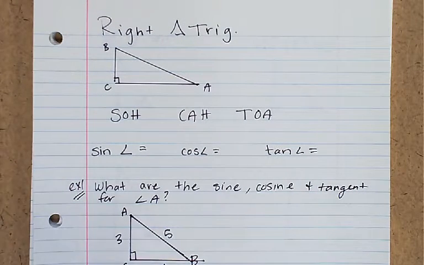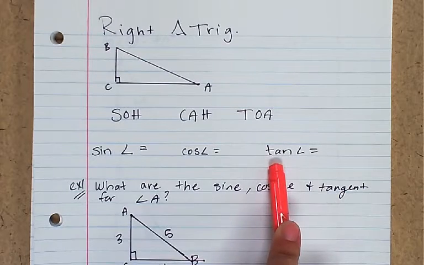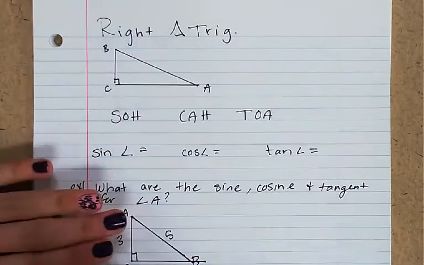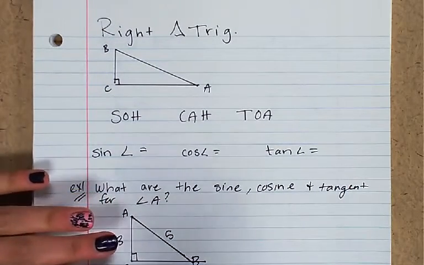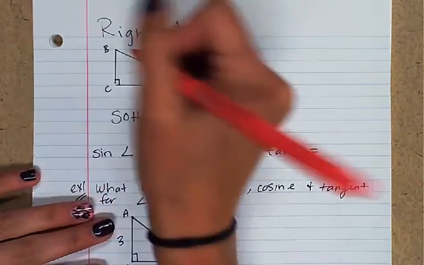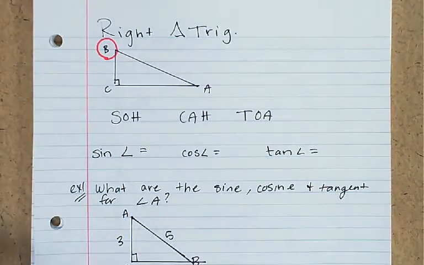For right triangle trig, the three trig ratios that they talk about this lesson are sine, cosine, and tangent. The way we set up the ratios depends on which angle you choose as your reference angle, because it changes the way you write the sides. So I'm going to use angle B here as my reference angle.